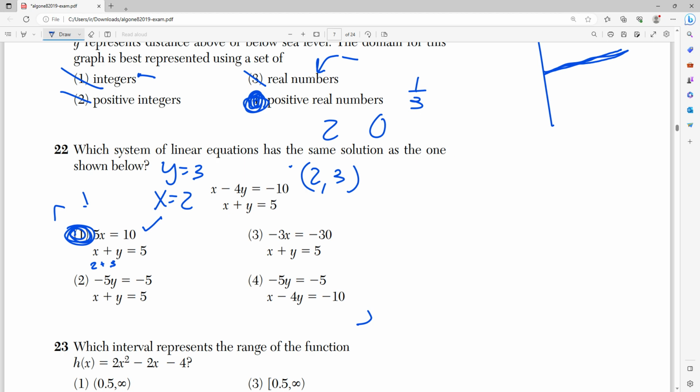Let's look here. Negative 5y is equal to negative 5. Well, that's wrong because y is 3, so that should be negative 15. So that means 2 is wrong. Same thing goes for here. Negative 5y is equal to negative 5. If y is 3, it should be negative 15. And x is not equal to 10, right? So just first find it, solve it, and then plug it in.